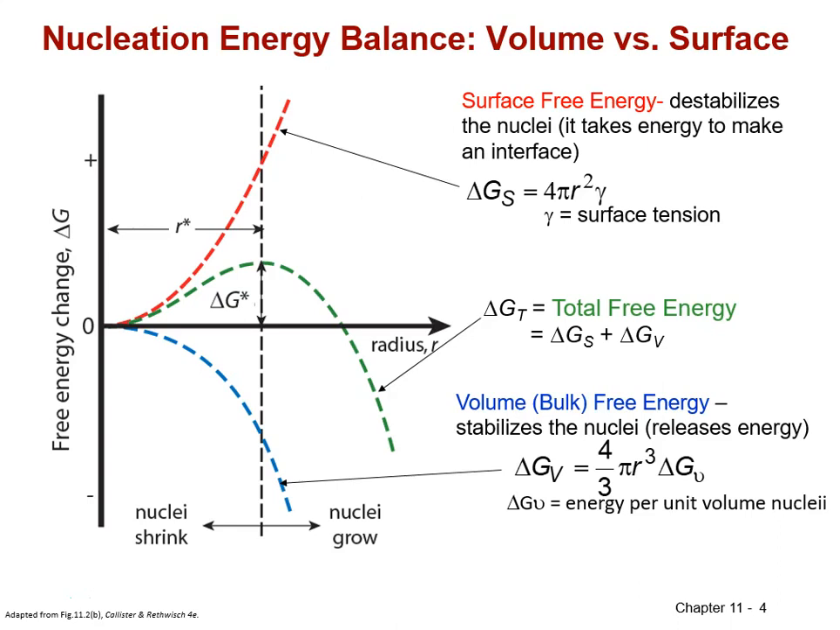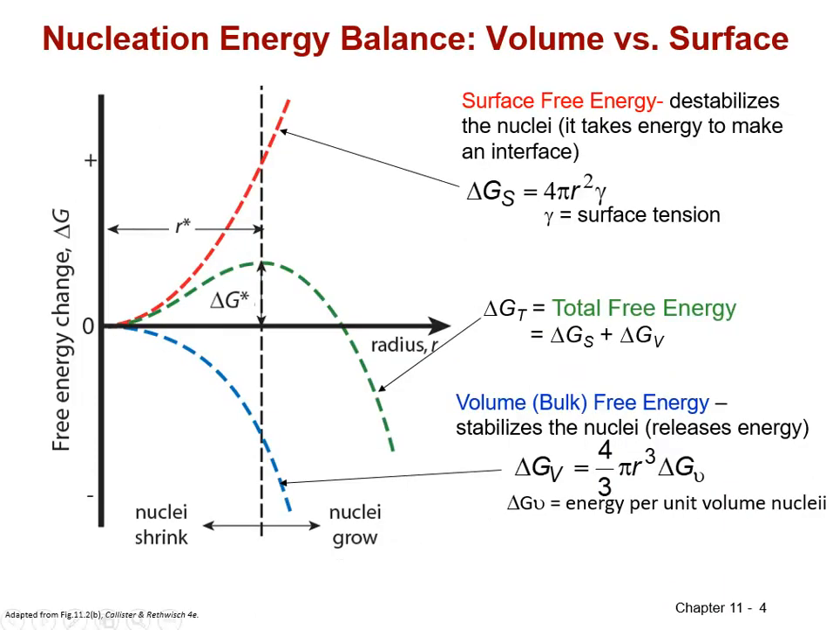So when our delta GT, our total free energy, hits a maximum, and the next increment of radius increase will result in a decrease in total free energy, the nucleus will grow spontaneously.